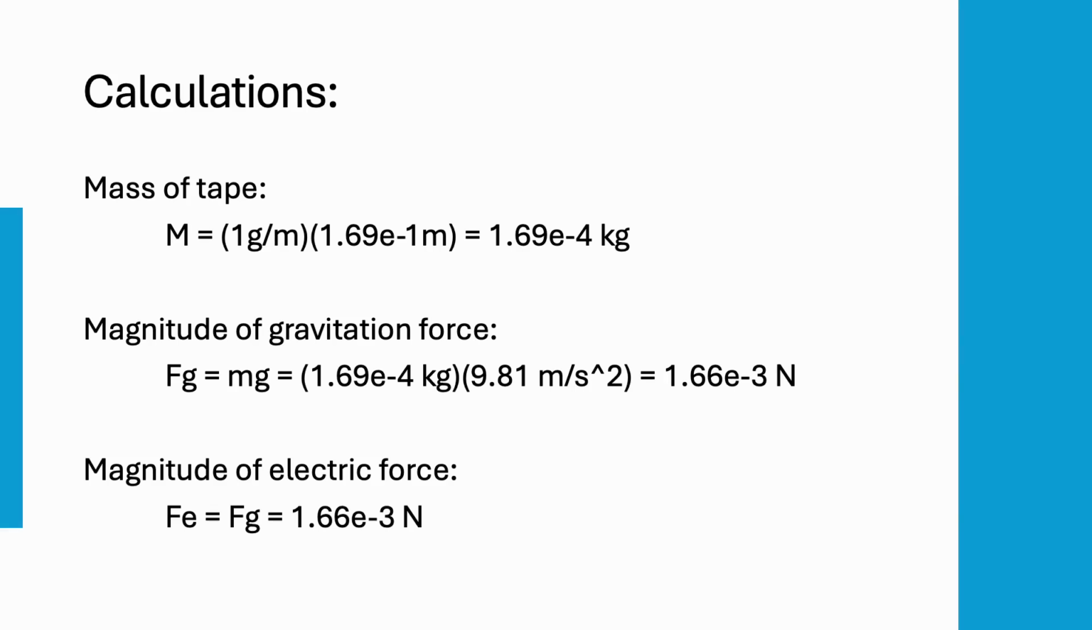Here are some of my calculations. Using the surface density of the tape and the area of the tape, I was able to calculate its mass, 0.169 grams. Using F equals mg, I was able to calculate the magnitude of the gravitational force to be 1.66 times 10 to the negative 3 newtons. Since the floating tape was in equilibrium, the electric force had to equal the gravitational force, and was therefore also 1.66 times 10 to the negative 3 newtons.